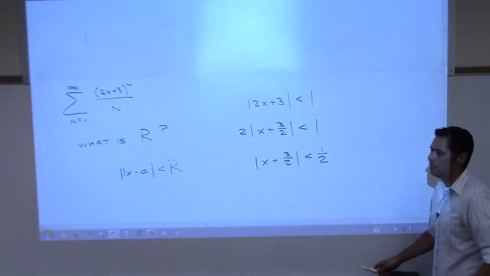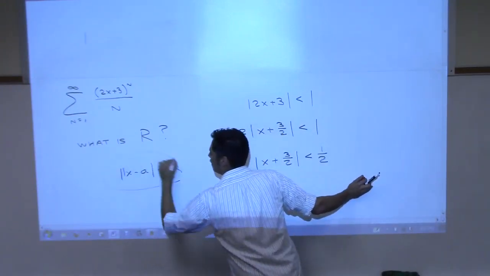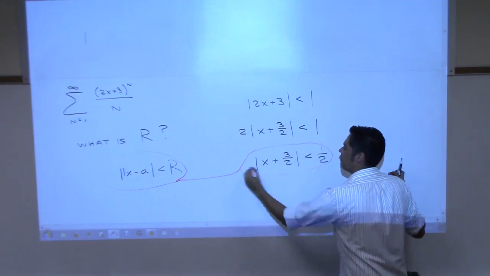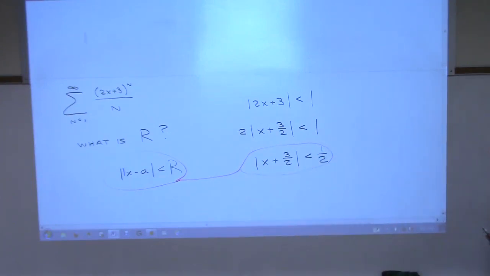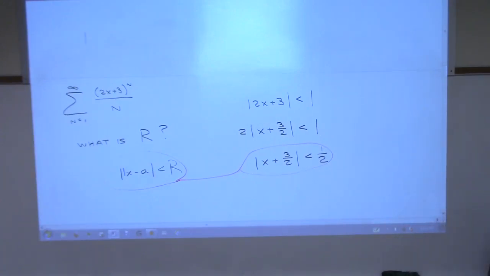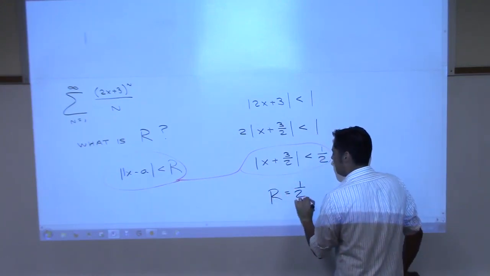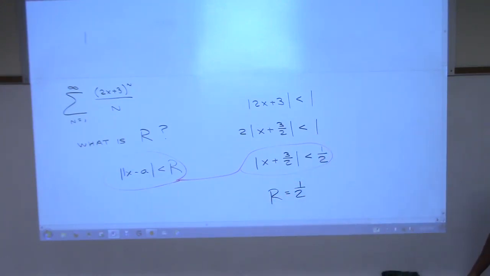Now can you see this over here? This right here? Isn't that it? What's A? Careful. What's A? Negative 3/2. What's capital R? 1/2. So you have capital R is 1/2. The radius of convergence is 1/2.